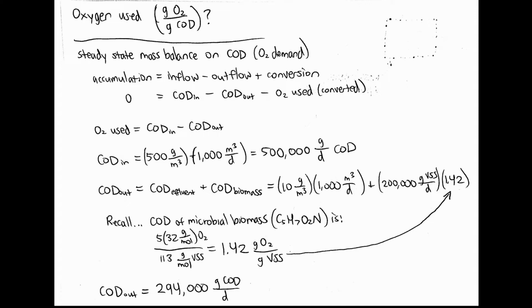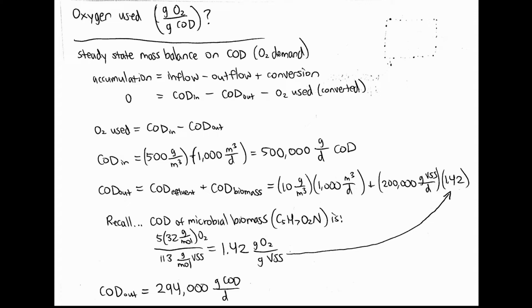There is no accumulation. So therefore, we look at the COD coming into the system minus the COD leaving the system, and the conversion here refers to the amount of oxygen used or converted through the microbial degradation processes, and that's all equal to zero. So we rearrange that equation and we can see that the oxygen used is equal to the COD coming into the system minus the COD leaving the system, which makes sense, right? Because that difference in COD has been created due to the use of oxygen by the microbes.